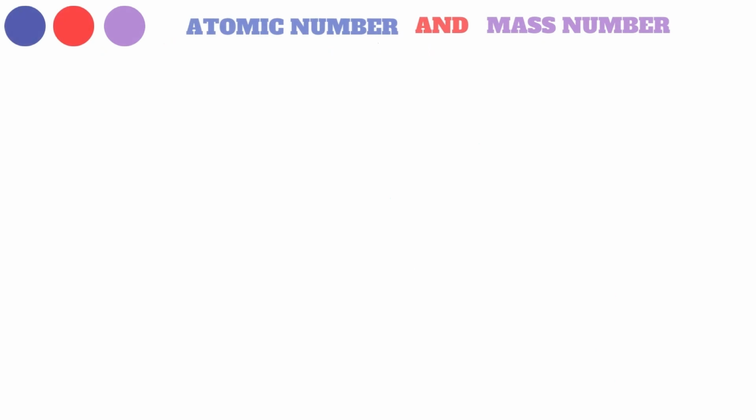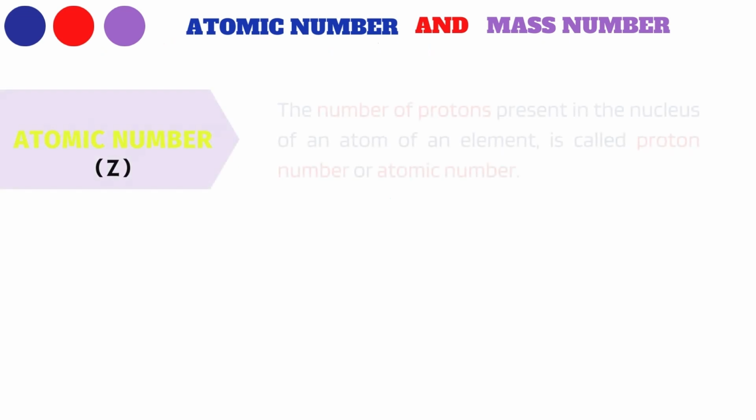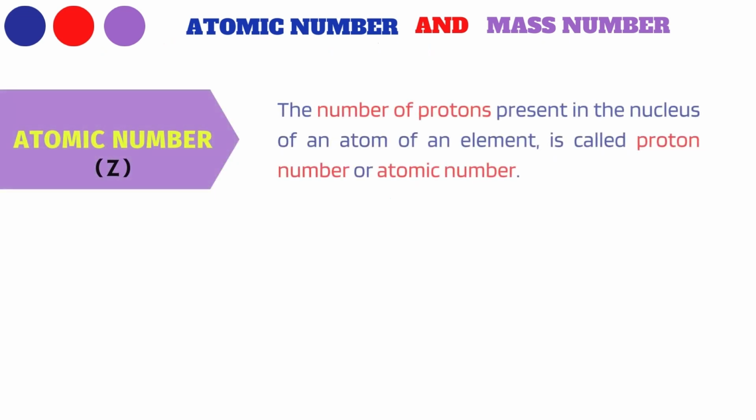Although we have already discussed the concept of atomic number and mass number, a little bit of revision is necessary for further topics related to isotopes. The atomic number is represented by capital Z. The number of protons present in the nucleus of an atom of an element is called the proton number or atomic number.